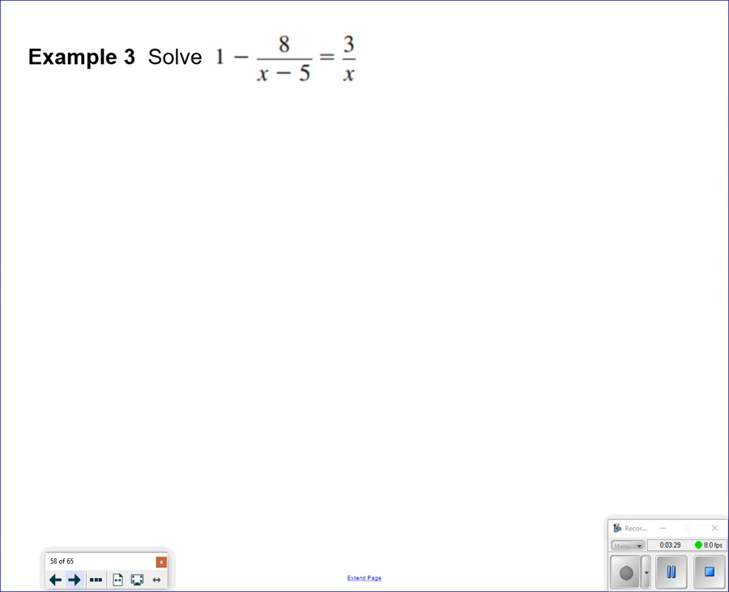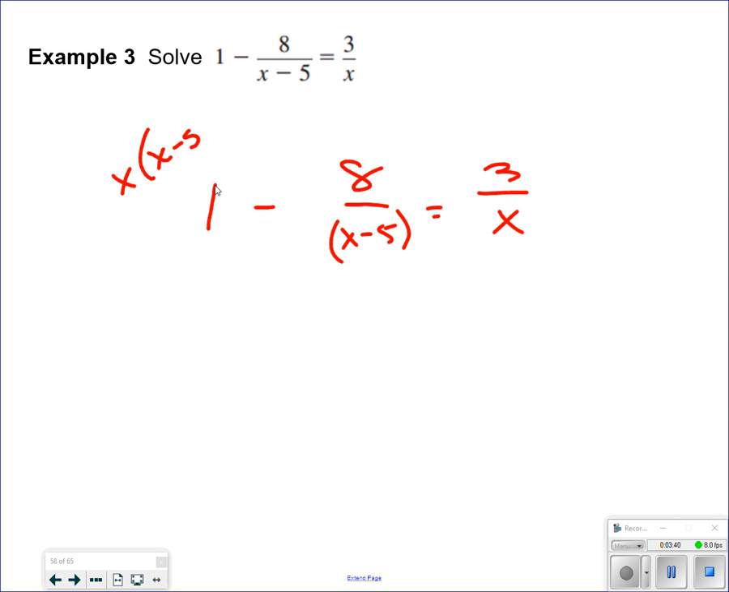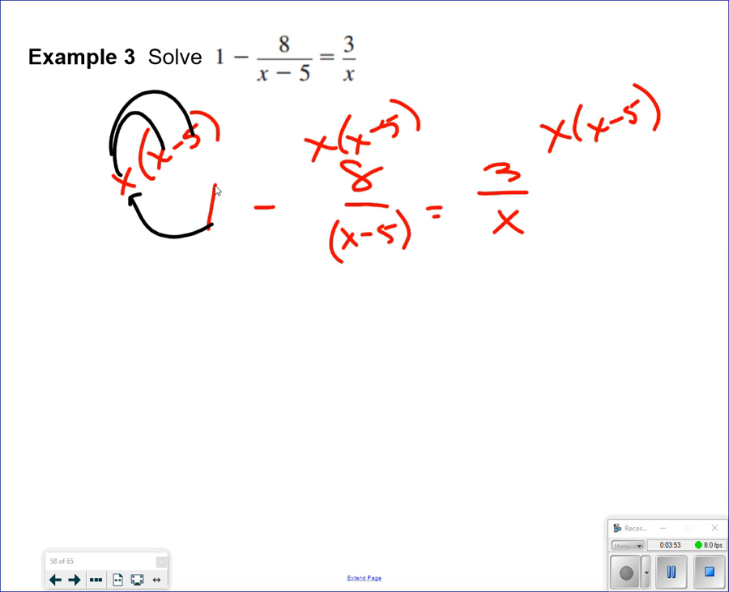Multiply everything in the problem by the common denominator. Well, I have to figure out what the common denominator is in this question. So this one is a binomial, and the x is not. So I need to multiply everything by an x and an x minus 5. With that being said, the first one, nothing cancels. There was no fraction. So I'm going to take 1 times x and then distribute it. So I'm going to get x squared minus 5x. This one, the x minus 5 cancels, so I'm left with negative 8 times x.